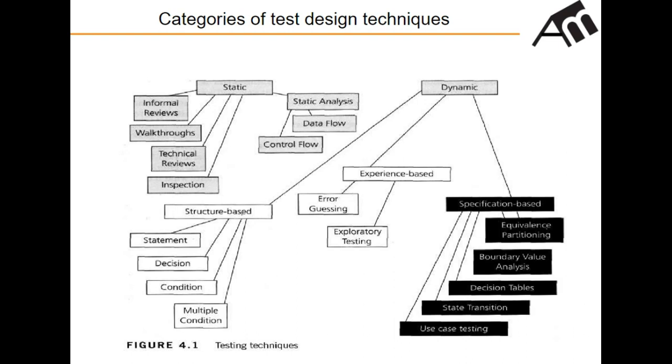Broadly speaking, there are two main categories, static and dynamic. Static testing techniques do not execute the code being examined, and are generally used before any tests are executed on the software. They could be called non-execution techniques. Dynamic techniques are subdivided into three more categories: specification-based, also known as behavioral techniques, structure-based, also known as white box or structural techniques, and experience-based techniques.